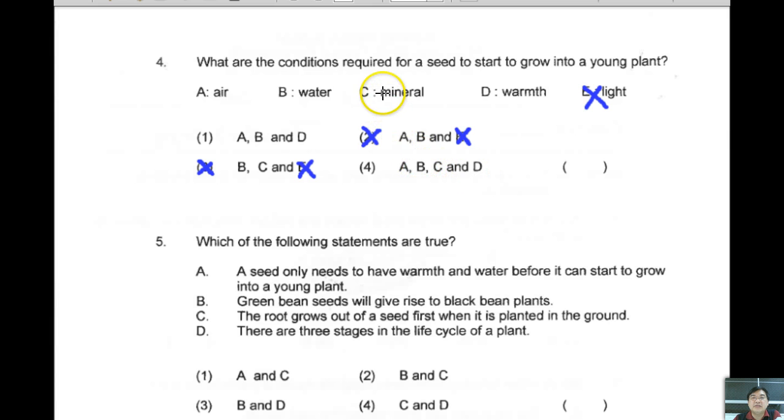Now minerals is another one which is not needed because the water is being soaked in, inside the seed. Let's say for example you plant some green bean seeds, then you just add water and that will do. You just need water, and air is present all the time, and the right temperature, warmth. So it leaves us with this answer. Minerals is not necessary. Next.